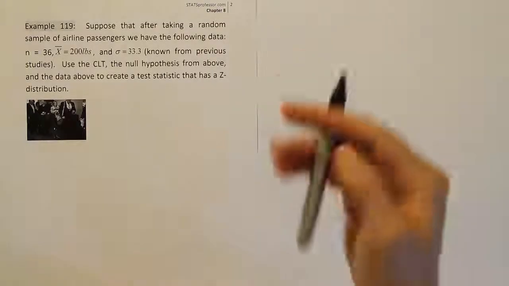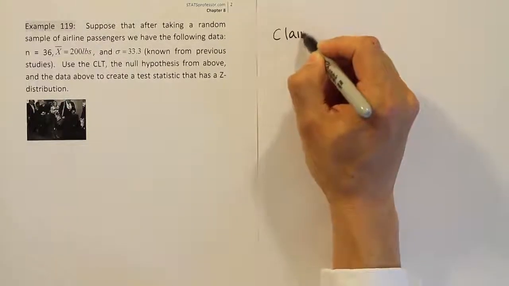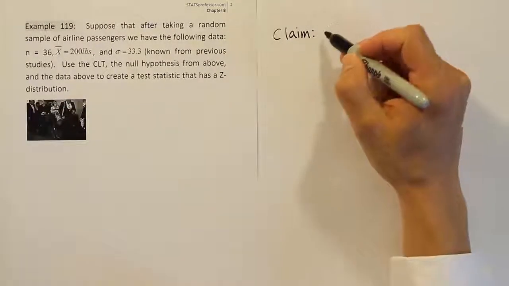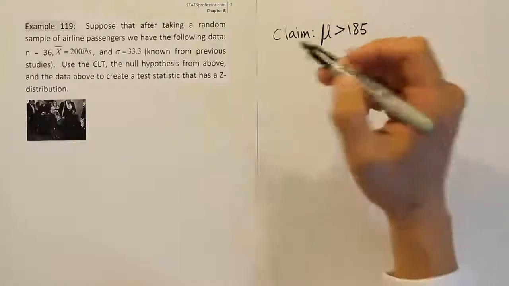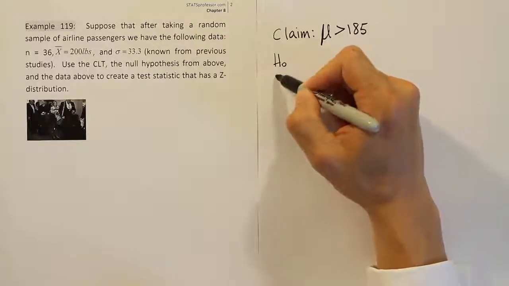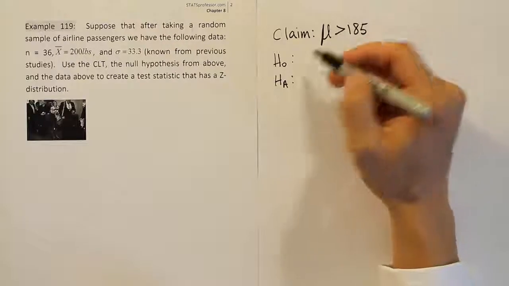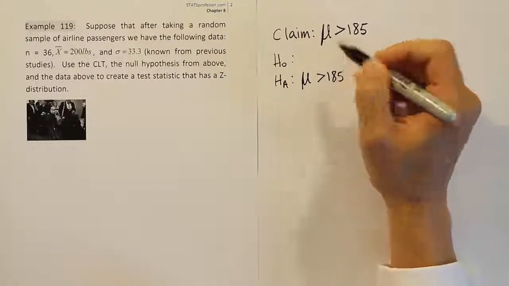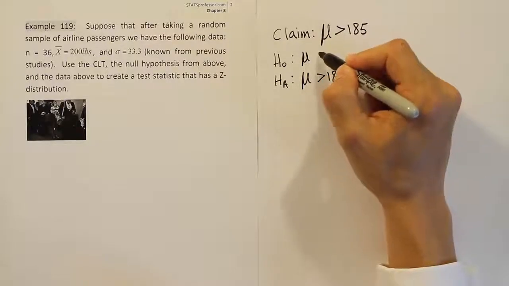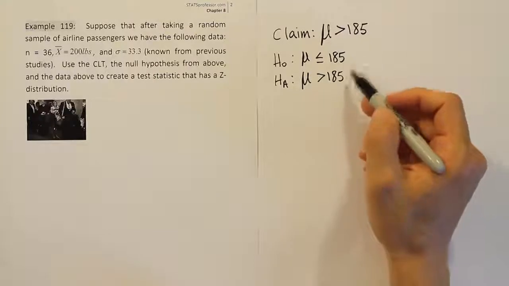Okay, so first thing I want to do is to copy down the hypotheses that we had in the previous examples. We had a claim in the problem, and the claim said essentially that the mean was going to be greater than 185 pounds. And then we had a pair of competing hypotheses, H0 and HA, and we saw that because of this symbol, the claim and HA in this case were the same. And then we had the opposite idea for H0, so less than or equal to 185. So those were our competing pair of hypotheses.